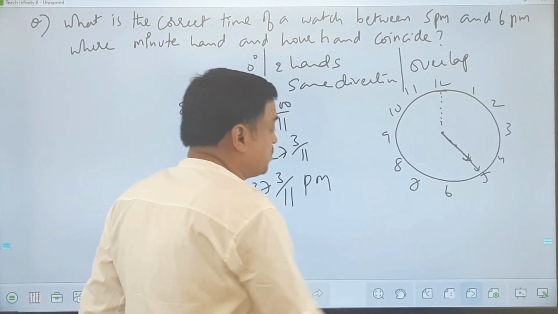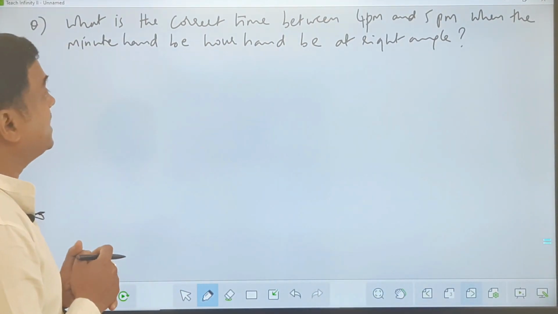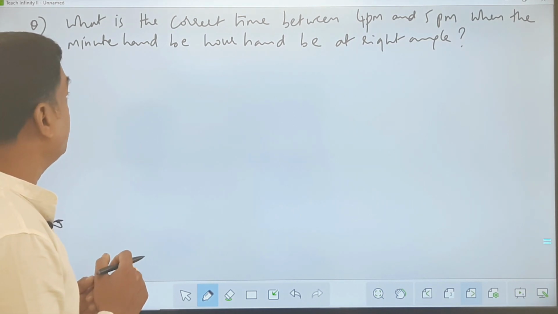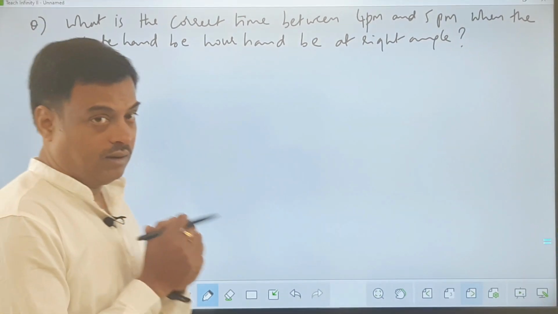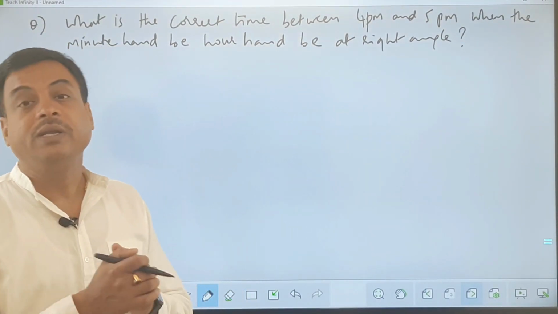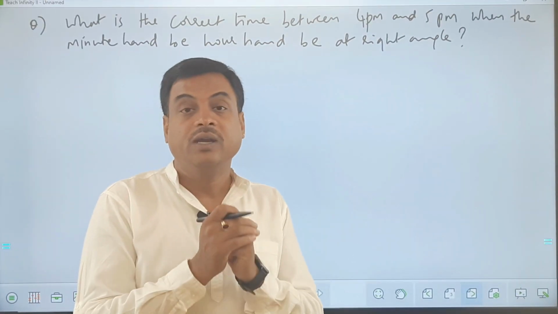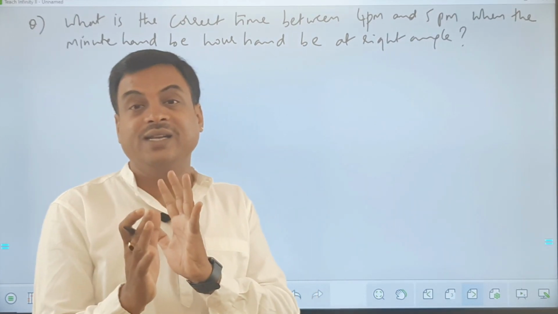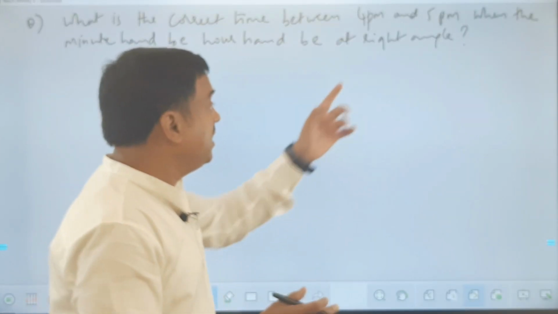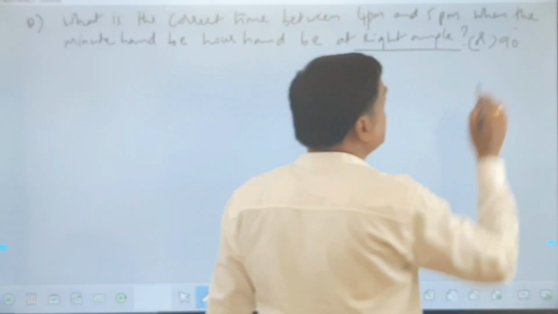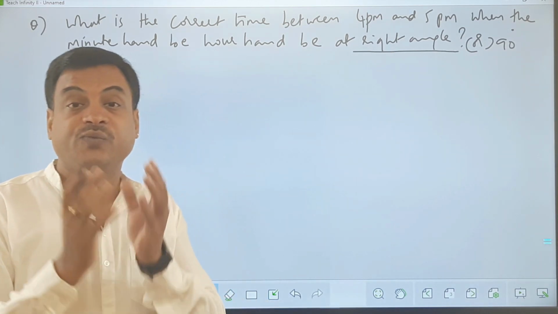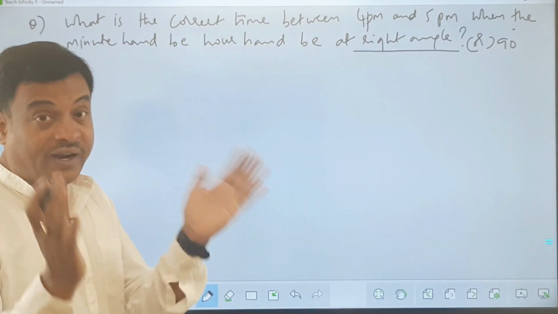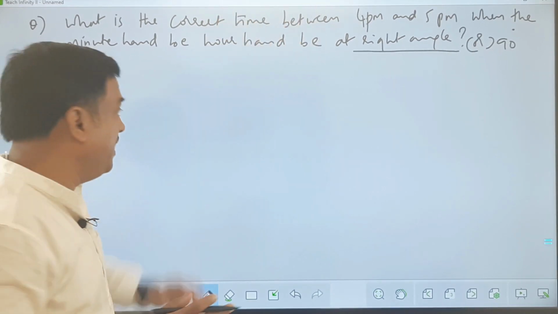Okay. Now next one. What is the correct time between 4 PM and 5 PM when the minutes hand and the hours hand are at right angle? From the previous video you might have understood that only 0 degrees and 180 degrees happen once every hour. But here he is asking for a right angle, or I can say 90 degrees is what is expected. Other than 0 and 180, every angle happens twice. So let us have a rough idea between 4 and 5 when it is possible.